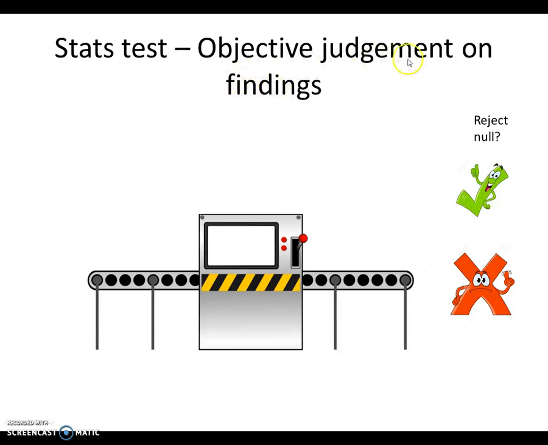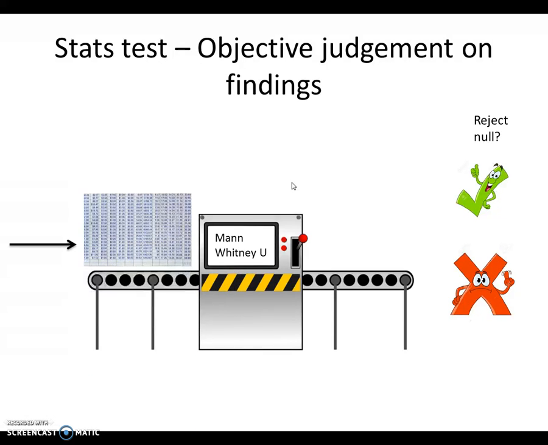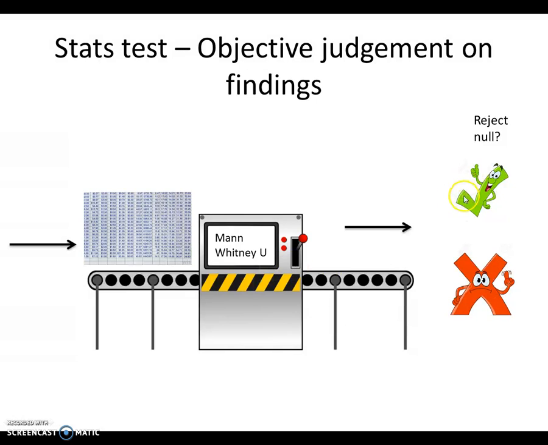Okay, and this is broadly what a stats test does. It is an objective judgment on your findings. It's not you judging whether it's significant or not. You put your raw data in to, for example, a Mann-Whitney test, and it spits out whether you can reject your null or whether you have to accept your null. So you haven't found a significant difference, or you have found a significant difference. If it's a correlation, you'd be using the Spearman's, and it'd be a significant correlation or not a significant correlation.